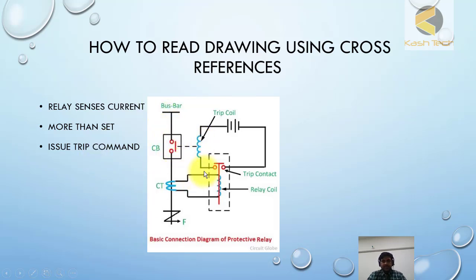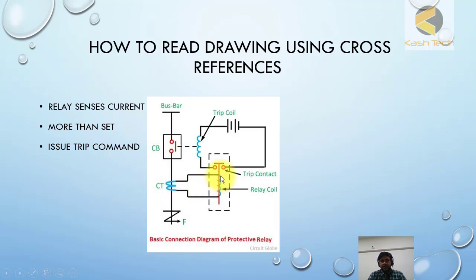In this case, this circuit will be called a tripping circuit. This contact we can name as a tripping contact, and this coil will be named as a tripping coil. This supply can be named as a DC tripping supply. So this is how the production engineers name this circuit.